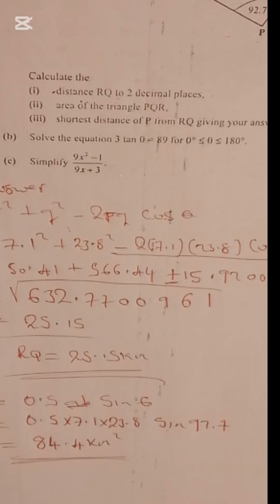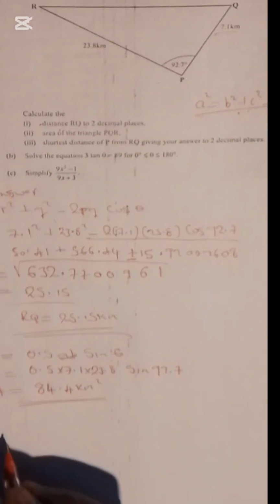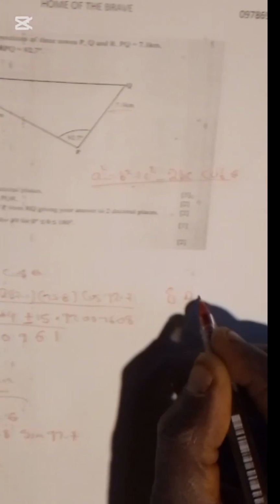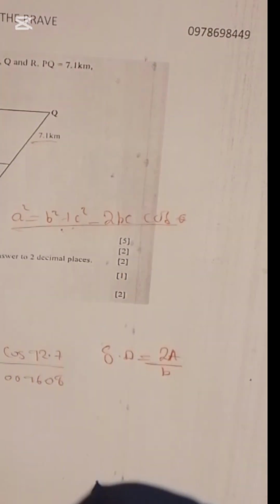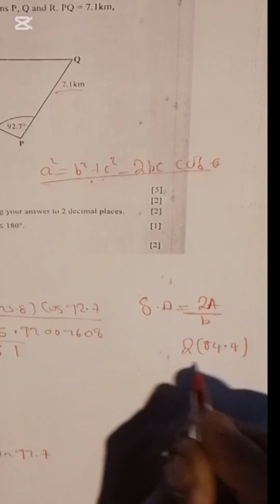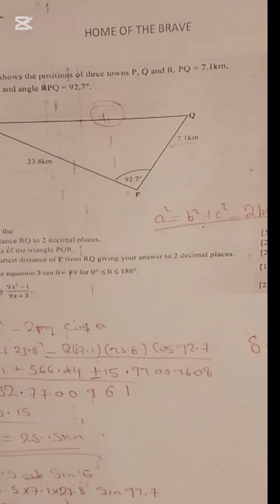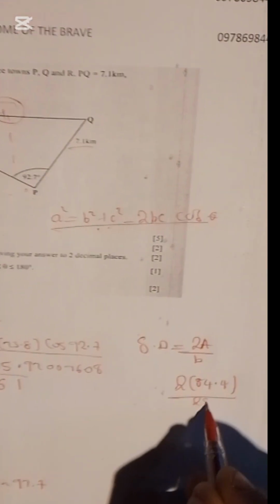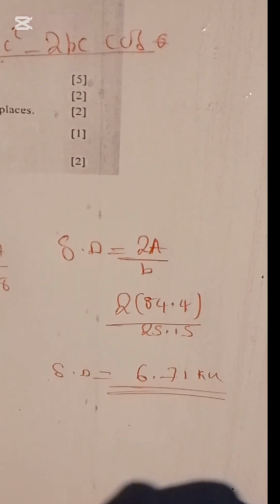From that end, they are saying find the shortest distance of P to RQ. So how do you do that? You just say, okay, shortest distance will be equals to 2A over B. A represents the area found. So it will be 2 open brackets, 84.4, over, what is B? They want the shortest distance of P to RQ. So always where the shortest distance is connecting to, that's your B. So it will be over 25.15. So your shortest distance will be equals to 6.71 kilometers. So at that point, you are done.